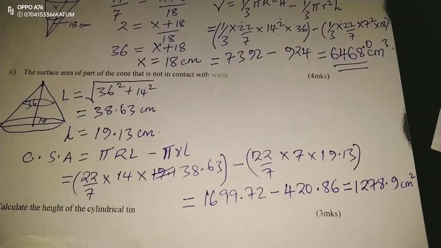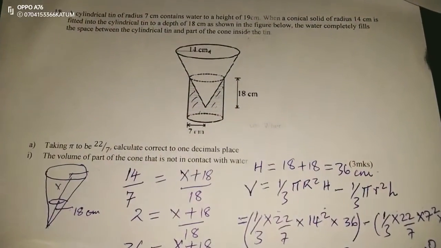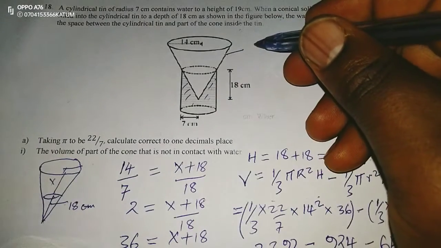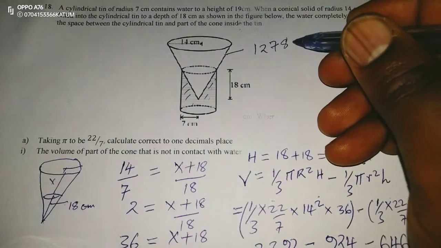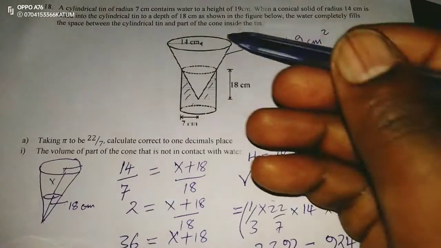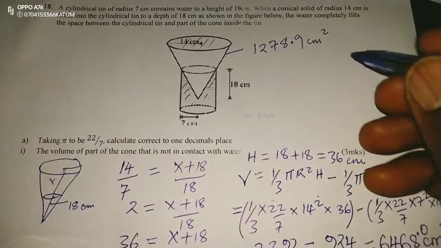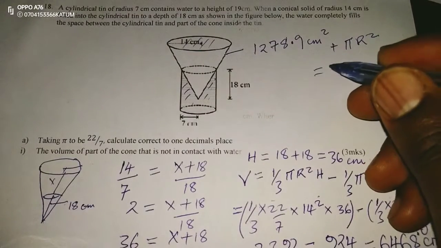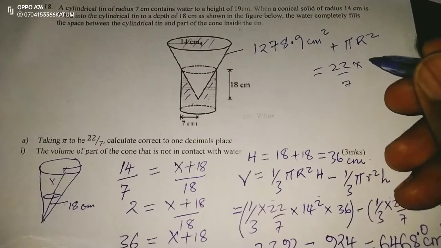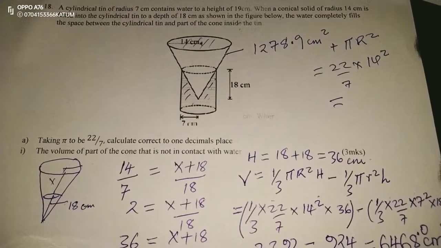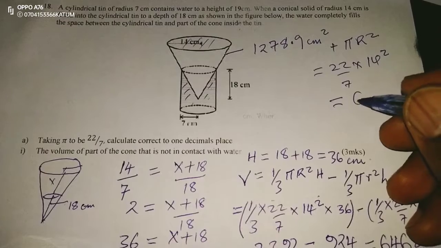But now there is another surface. Because this is a solid cone, we have to add the top. So that was the curved. The curved surface here is 1278.9 square centimeters. But now there is the top, which is circular. So we have to add pi r squared. So 22 over 7 multiplied by a radius of 14, and we square it. This is giving us 616.